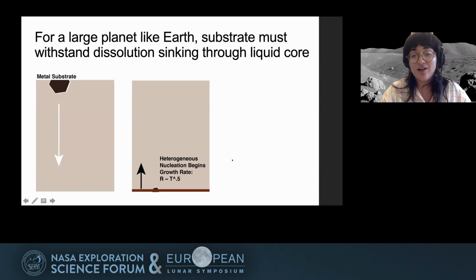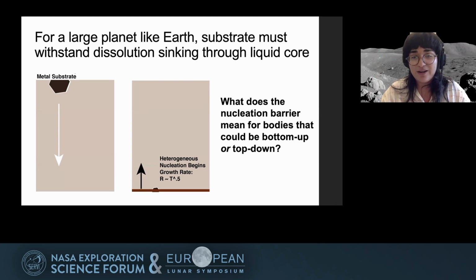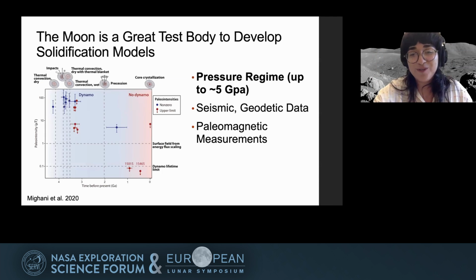Consequently, the only way the solid inner core we have on Earth could have formed is if a metal substrate survived dissolution as it sank through the core and lowered the nucleation barrier at the center. The details and feasibility of this are described in Huguet's paper along with Davies et al. 2019, but what we want to know is, how does the nucleation barrier affect planets or asteroids that, because of the possible composition range they're in and their smaller size, could either crystallize bottom up or top down? Which is why we go to the moon.